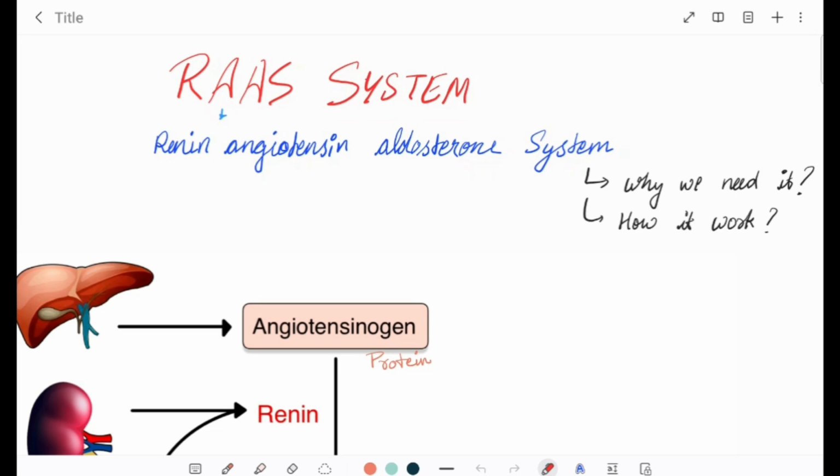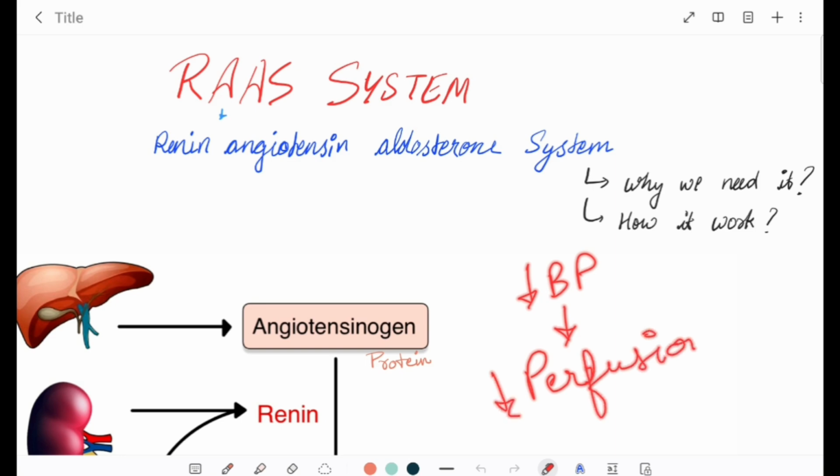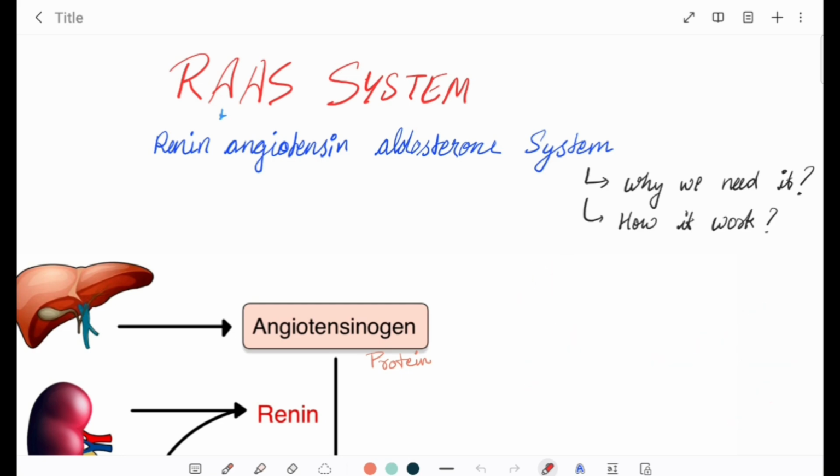The other question we have is why we need this system. For example, if in our body there is a decrease in blood pressure, there is a decrease in perfusion. Decrease in perfusion means oxygen is not reaching our tissues or organs in enough amount, which can lead to hypoxia or ischemia. And so we need to increase the blood pressure.